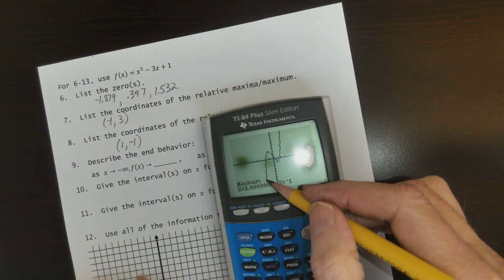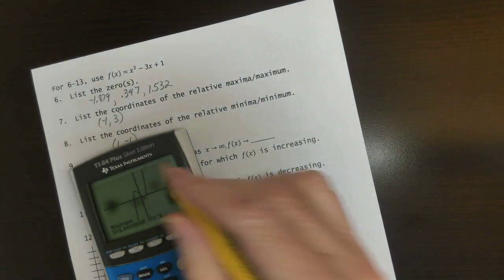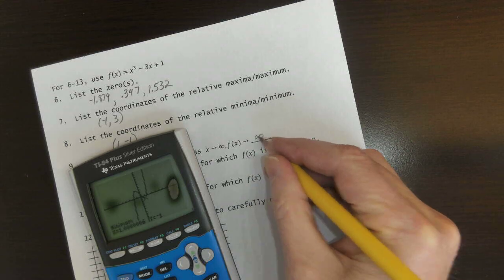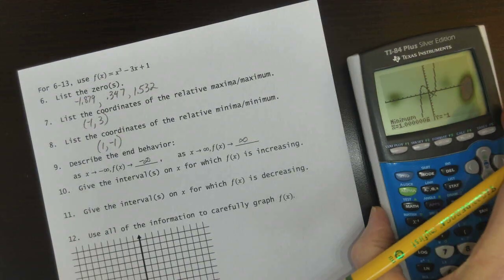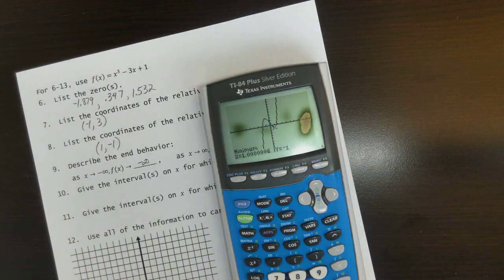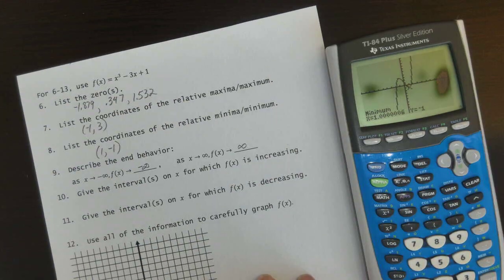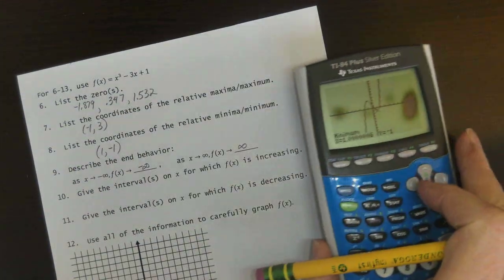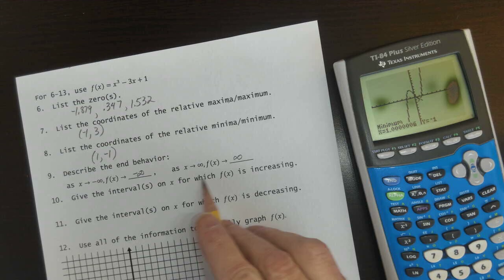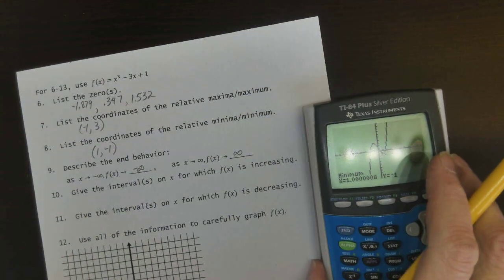Now the end behavior here: as x approaches negative infinity, f of x is approaching negative infinity. As x approaches positive infinity, f of x approaches positive infinity. Okay, the intervals, and these next two questions are maybe the trickiest of them. All right, give the intervals on x for which f of x is increasing.